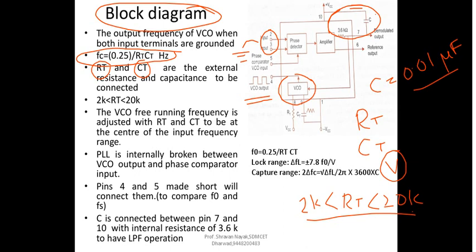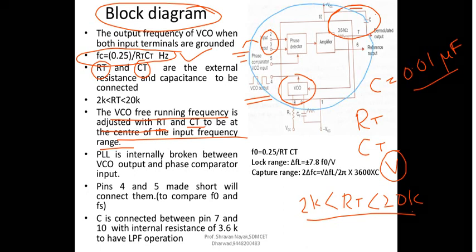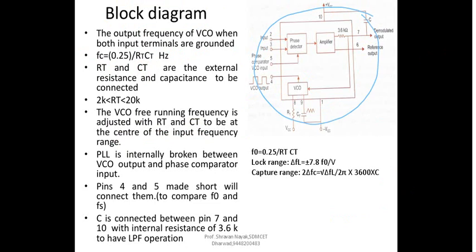Now the VCO free running frequency is adjusted with RT and CT to be at the center of the input frequency range. We have already seen what the input frequency range is. One more important point to be noted here is the total PLL. It is split between the VCO output and the phase comparator input.